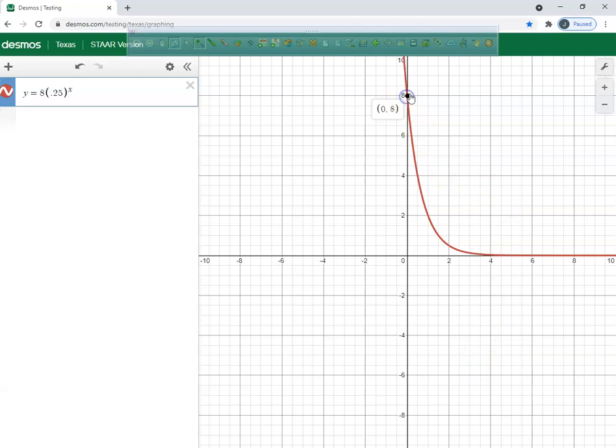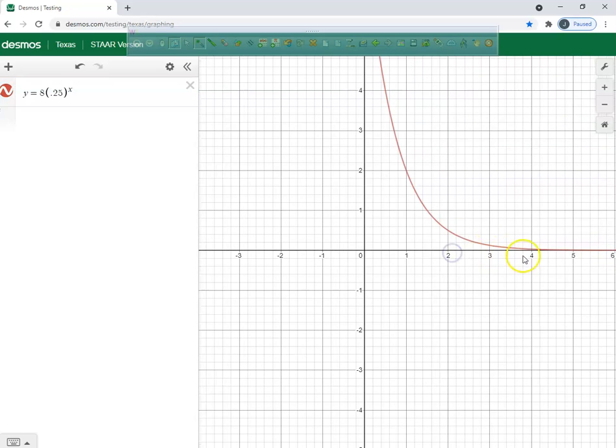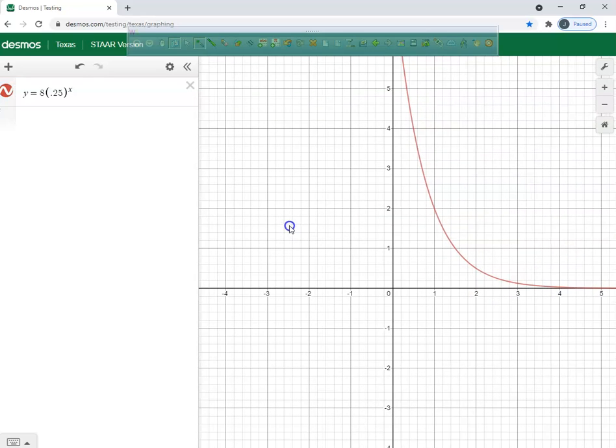Can you guys see how this graph is going? It's getting smaller and smaller and smaller. What do you think it's getting closer to? Yeah, it's getting closer to what number? 0. Yeah, it's getting closer to 0.